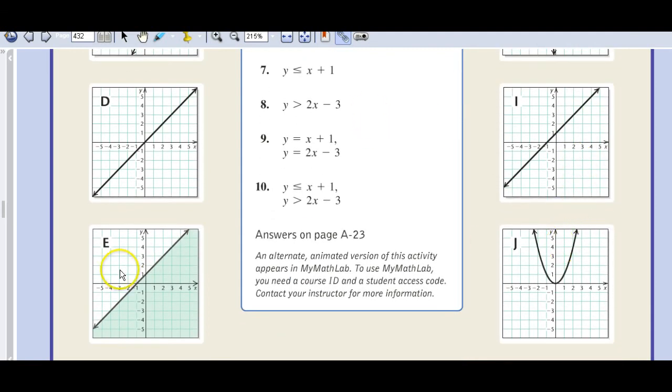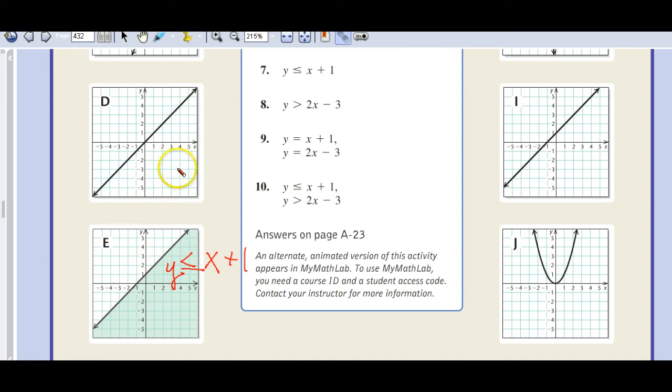And this is your parabola, and this is y is less than or equal to. And it looks like a 1 and a 1. And I would think that this one is, not studying it a lot, but y is less than or equal to, solid line, of our slope, which is a positive 1, x plus 1.